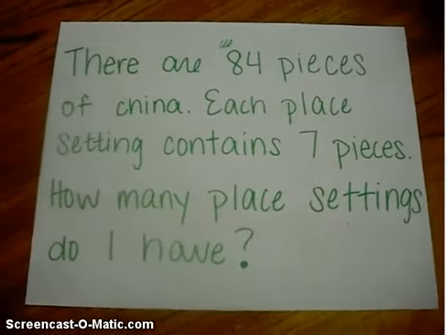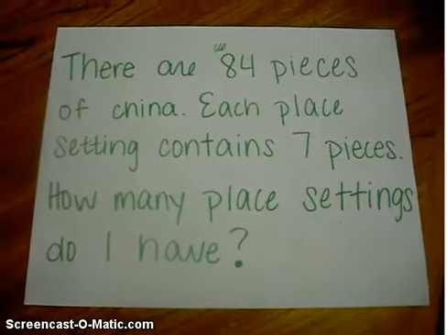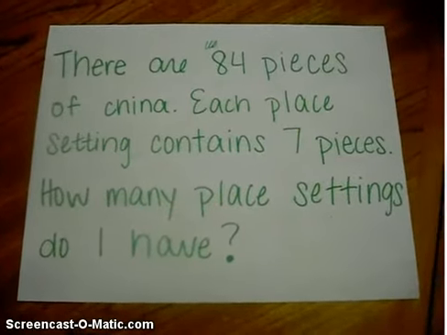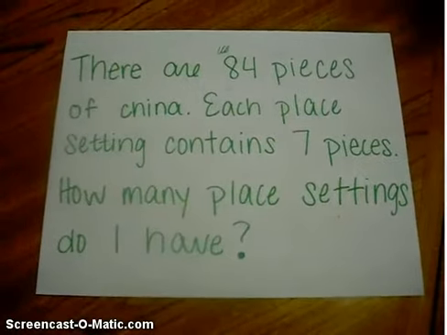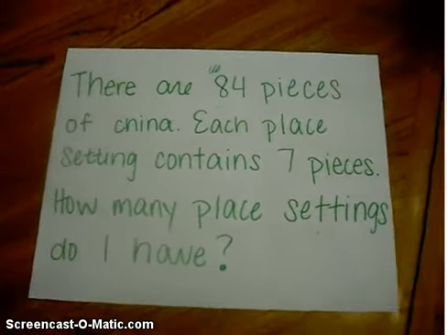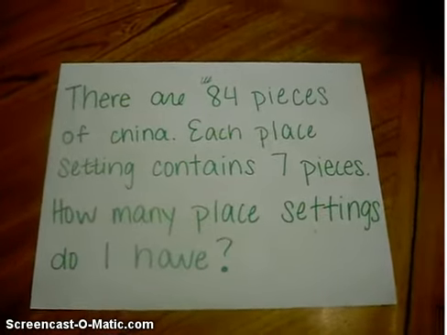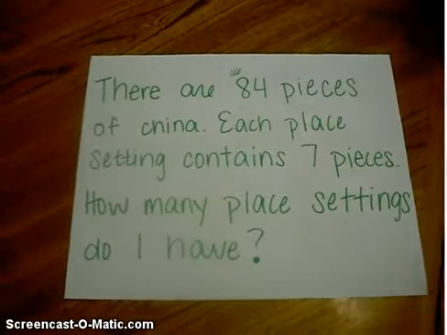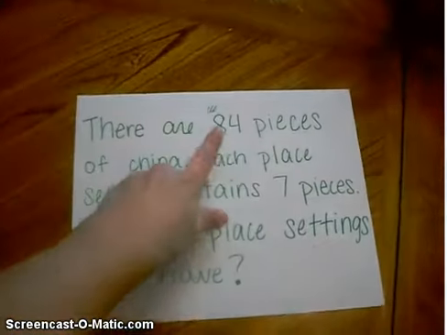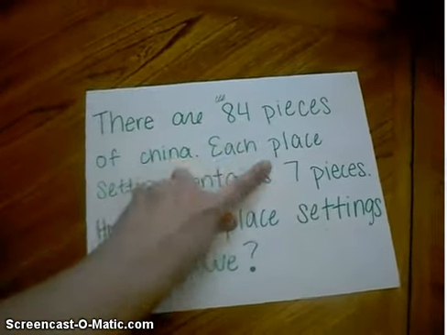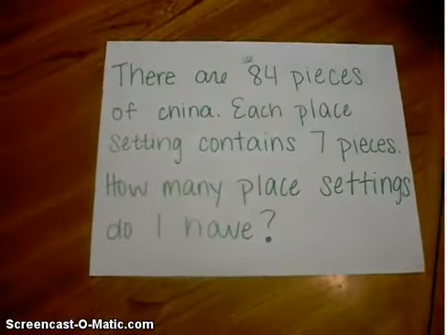The first thing I need to do is decide what operation I'm going to use to solve this problem. I'll start by thinking about what I already know. I know that there are 84 pieces, and that each place has 7 pieces. I don't think it would make sense to multiply here, because 84 times 7 would be a really big number. Even if I estimate 84 as 100, 100 times 7 is 700, and there's not enough here for 700 people. So multiplication isn't going to work.